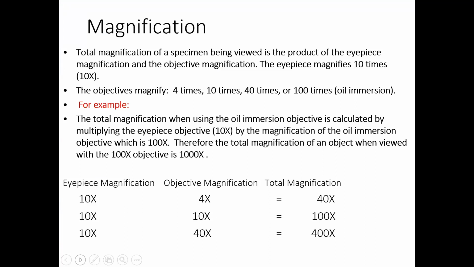This slide is very helpful for explaining everything I just said. The objective lenses magnify 4 times, 10 times, 40 times, or 100 times. That's the oil immersion lens. The eyepiece magnifies 10 times, always. So to get your total magnification, you always multiply the magnifying power of the ocular, which is always 10x, times the objective, which can be 4, 10, or 40. And that gives you your total magnification of 40, 100, or 400.